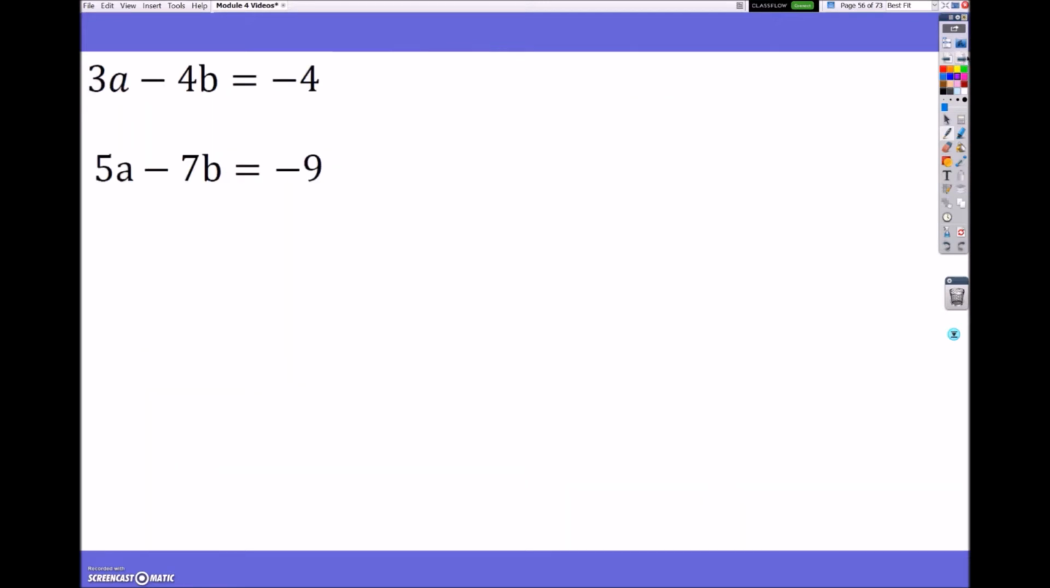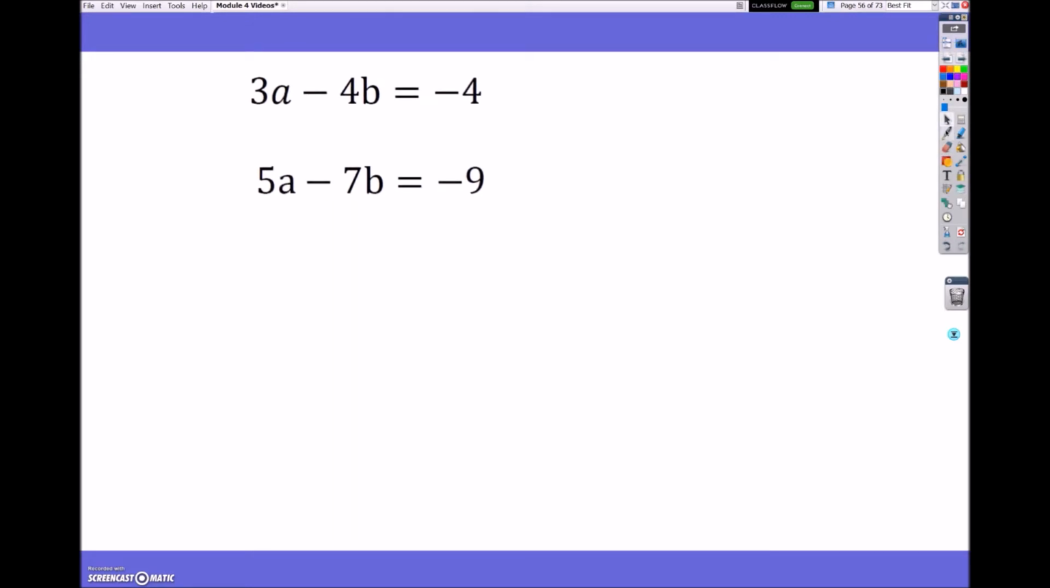Alright, so let's go ahead now and look at the next one. Here I notice that my least common multiple, I'm going to focus on the a's right here, is 15. And I need to make one positive and one negative. So I'm going to multiply this top one by -5 and this bottom one here by 3. This makes it so the coefficient of the a's will be, one will be 15 and one will be -15. So the top one's going to be -15a plus 20b is equal to 20.